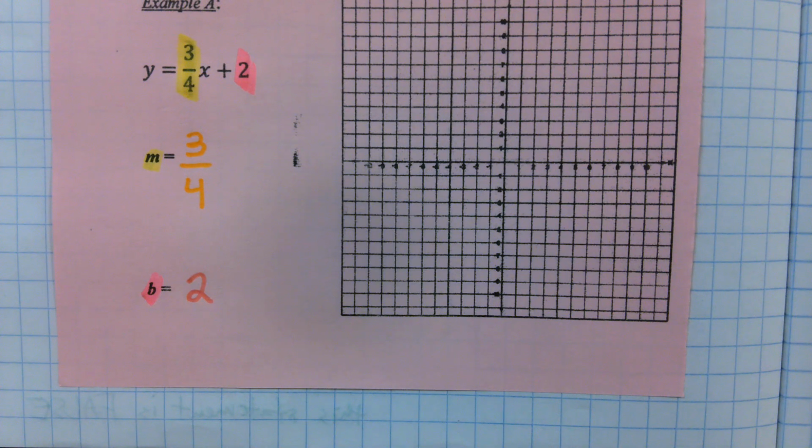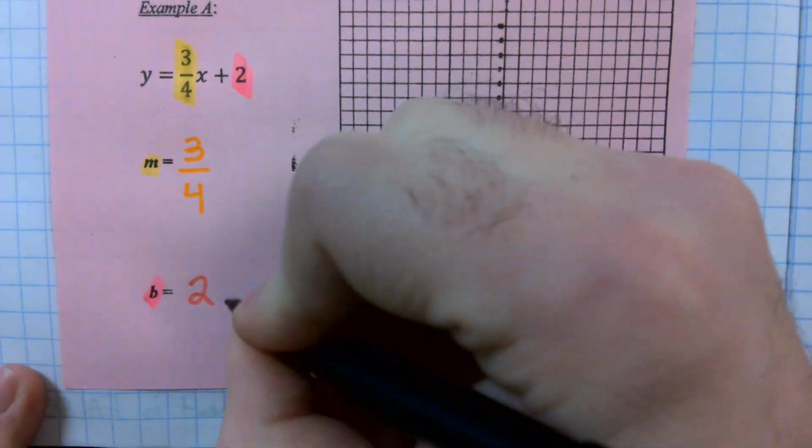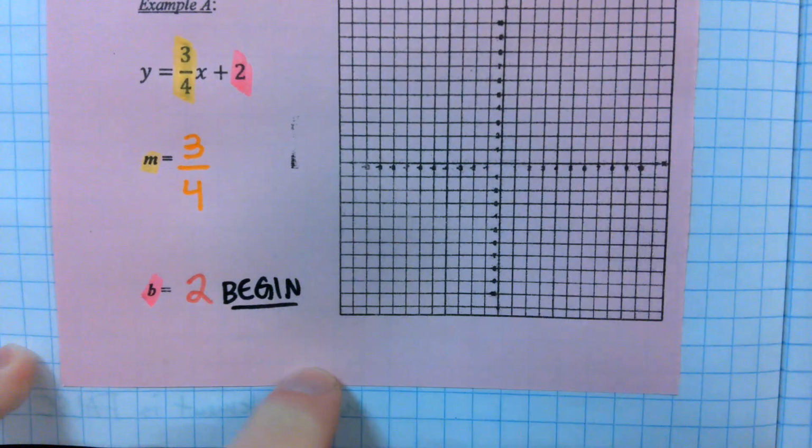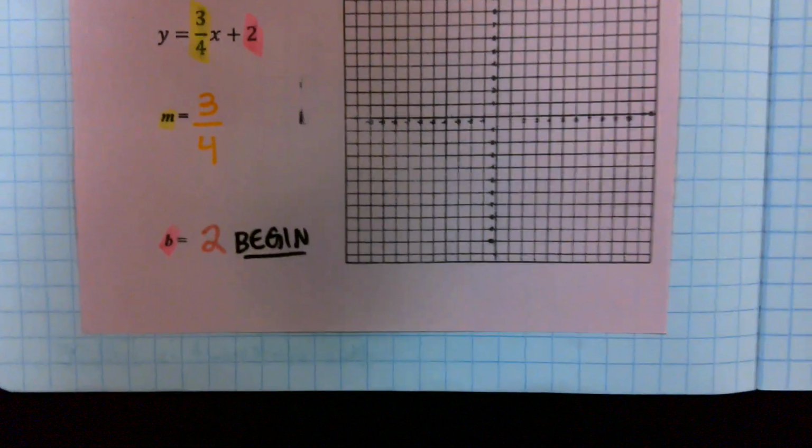What's step 3? Begin by plotting b on the y-axis. Okay, good. We're going to begin at our b. Where's my b? Your b is 2. Next to your 2, we're going to write "begin." That's what our b stands for.